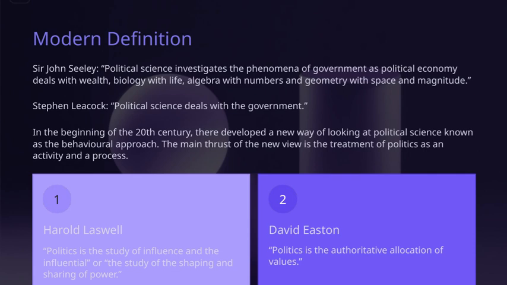Stephen Leacock summed it up by saying political science deals with the government, highlighting the focus on governance and political institutions. Sir John Seeley pointed out that political science investigates government phenomena just as other fields study their respective subjects: wealth, life, numbers, or space. In essence, modern political science aims to understand the complex activity of governing, influence, and decision-making in society, connecting all these ideas into a comprehensive study of how power is exercised and maintained.